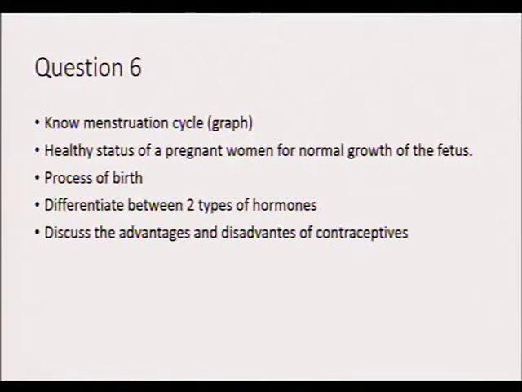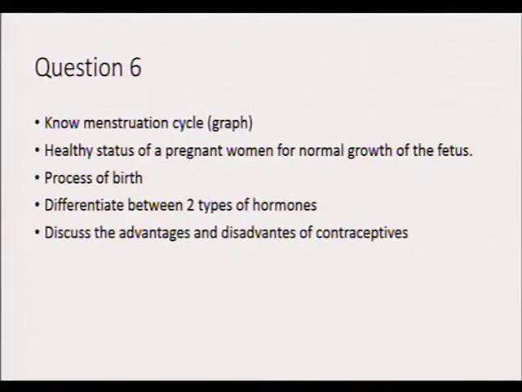Let's look at question 6. Question 6 here deals with the menstruation cycle, and in your assignment you are given a graph. So you must know the menstruation cycle. You must also focus on the healthy status of a pregnant woman for normal growth of the fetus, and the process of birth. For example, you have to know what is going on there at the process of birth.